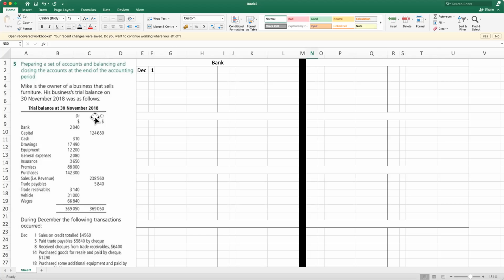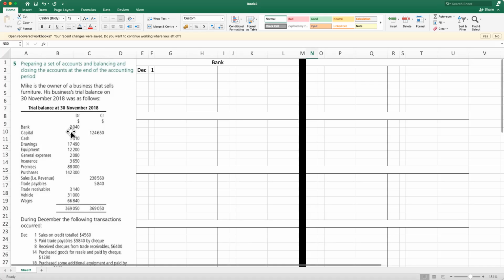So look at question number 5, preparing a set of accounts and balancing and closing the accounts at the end of accounting period. So Mike is the owner of a business that sells furniture. The business's trial balance on 30th November 2018 was as follows. So the first thing that we need to do is write down all the balances. But before that, let's see what the question wants us to do.